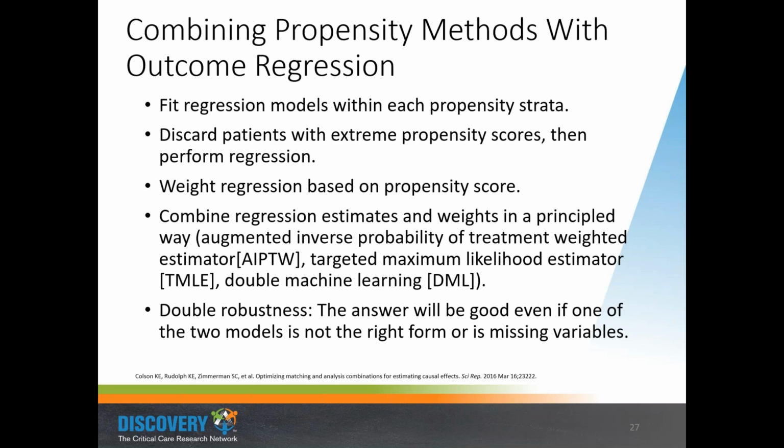Of course, in reality, neither of your models is ever right. So this isn't really something you should rely on. But there also is some evidence that if one of the two models is more right or closer, then that also gives you less bias. And so typically, these methods are the way to go.